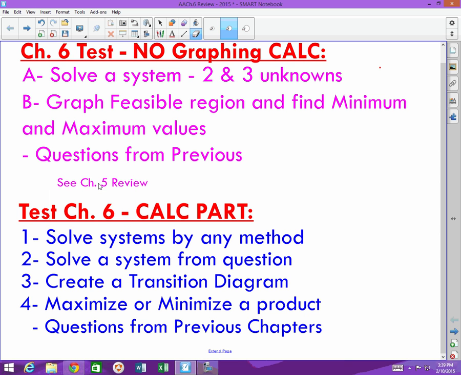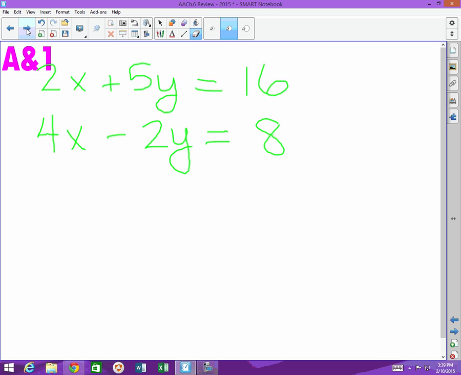The second part of the Chapter 6 test, where you can use your graphing calculator, we'll have questions dealing with solving a system of equations by any method, solving a system from a question, creating a transition diagram, and maximizing or minimizing a product of some sort. And then also questions from previous material, just like from the first part of the test. Now, as far as solving a system by any method, you could graph it, or you can solve it another way if you want to, substitution, elimination.